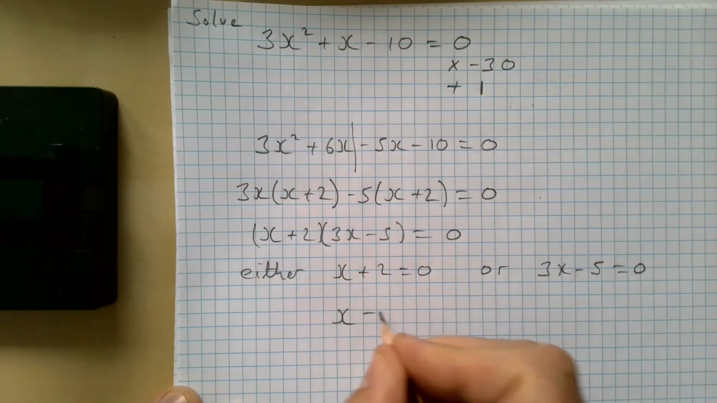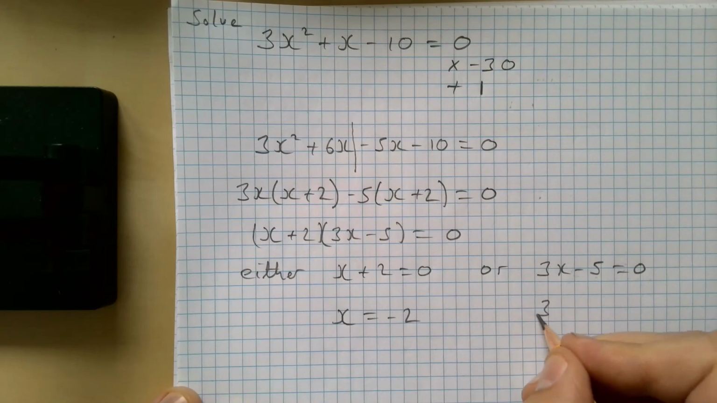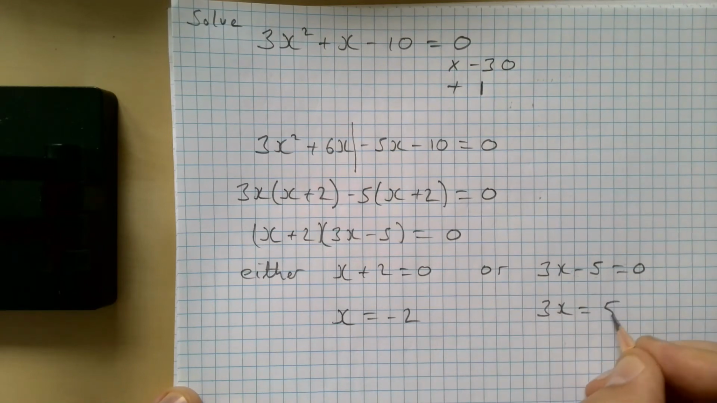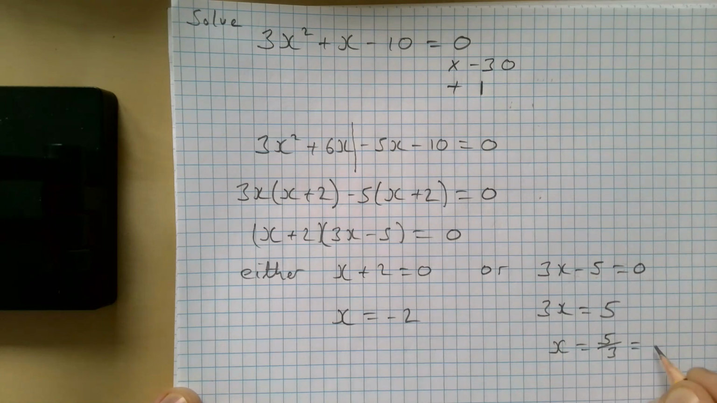That gives me then x is minus 2, and here we need a couple of lines here. We'll go 3x equals 5. That's taking the 5 over the other side and dividing both sides by 3. I'm going to get x equals 5 over 3, and that's the same then as 1 and 2/3.